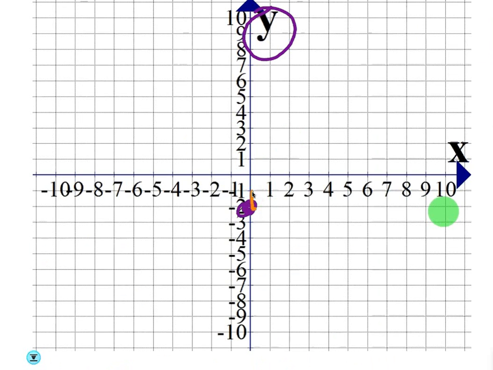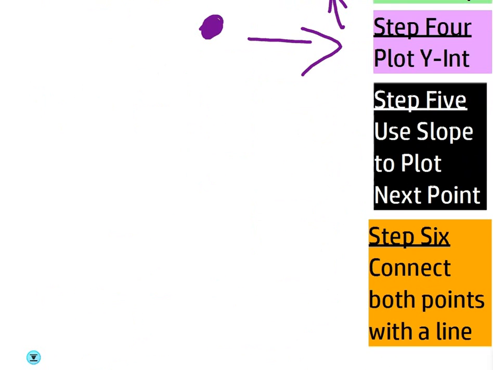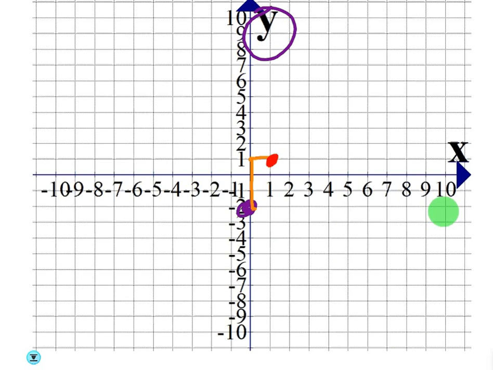So up 1, 2, 3, right there, and over 1. That gives me a second point. 2 points make a what? A line, right. So for the final step, once you've plotted the second point, you can connect both points with a line. It's not going to be perfect, it's just a sketch, but it's going to look something like this. Make sure you put your arrows on the line as well.